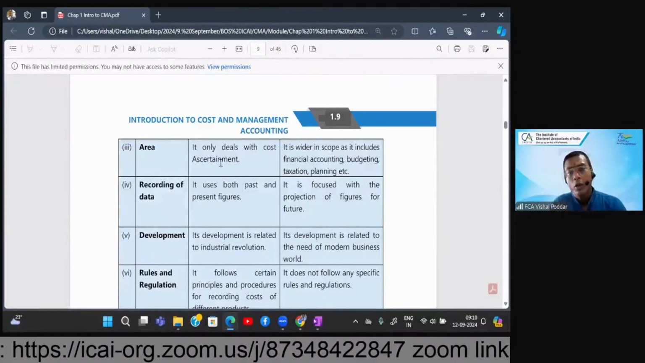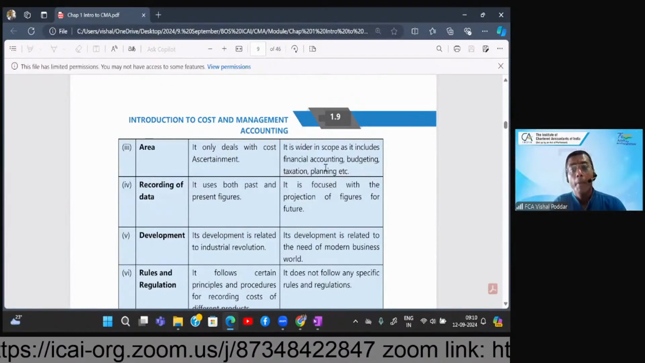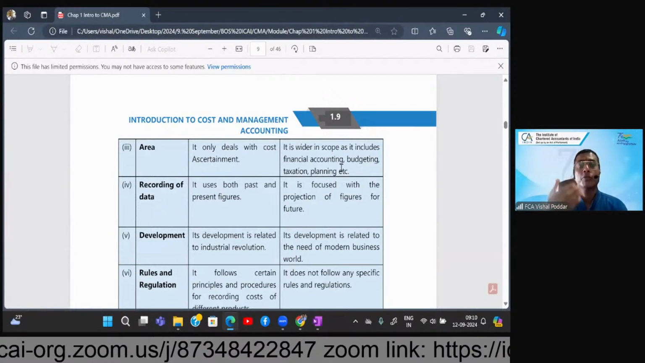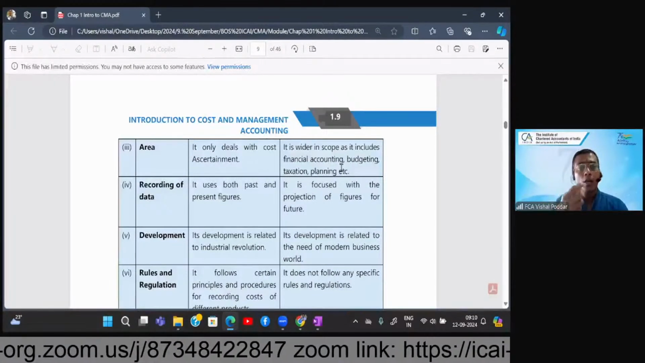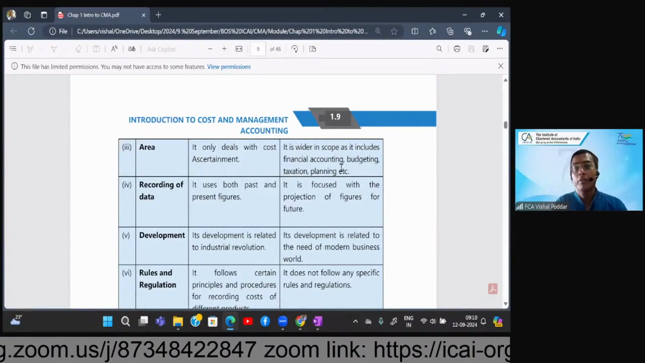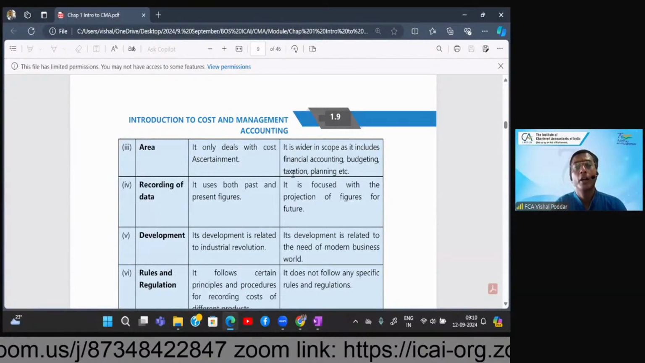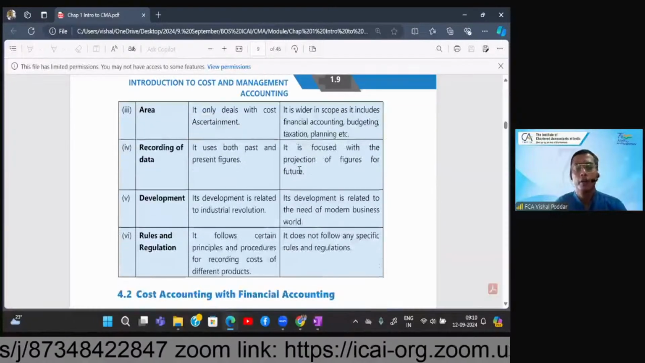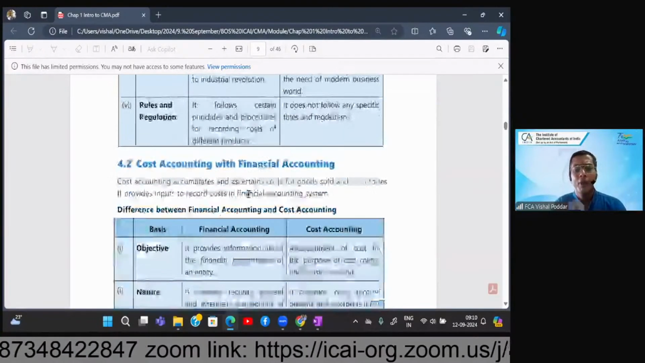Area, cost accounting obviously covers only the costing part. Management accounting is much wider. It has costing part also because cost is one important figure or information that is required for many managerial functions. Besides that, it requires financial, it requires taxation and so many other things. So the management accounting is much wider. Then recording of data, development, etc.